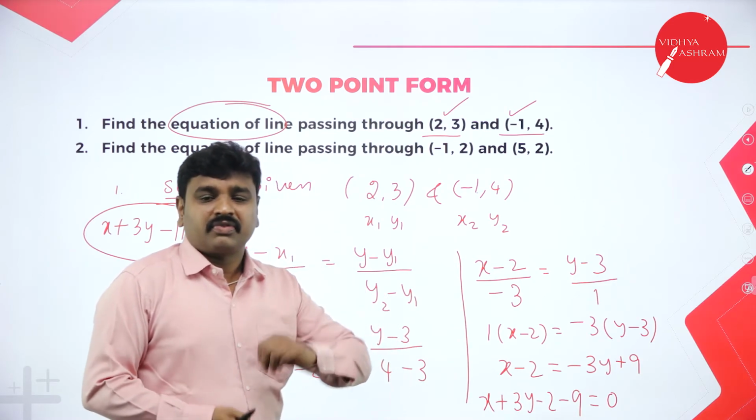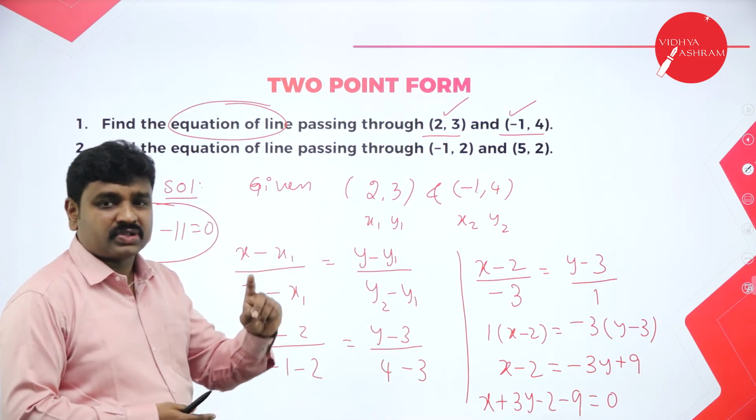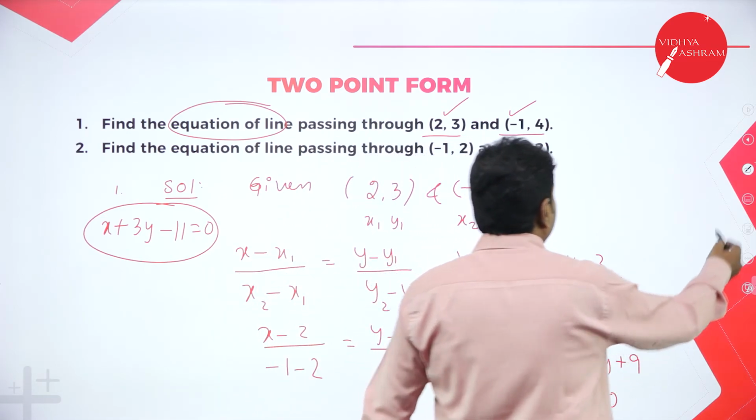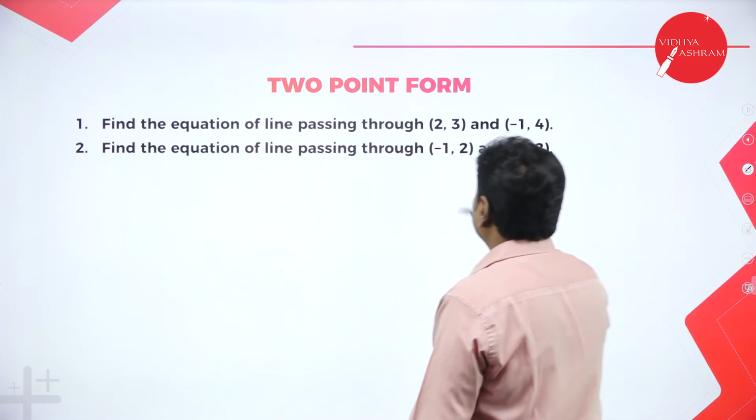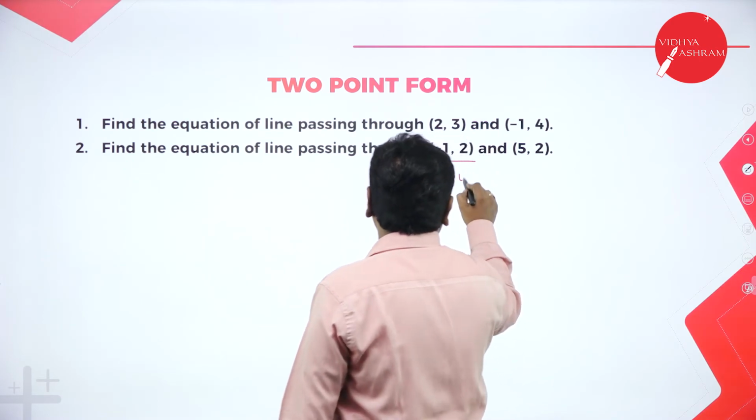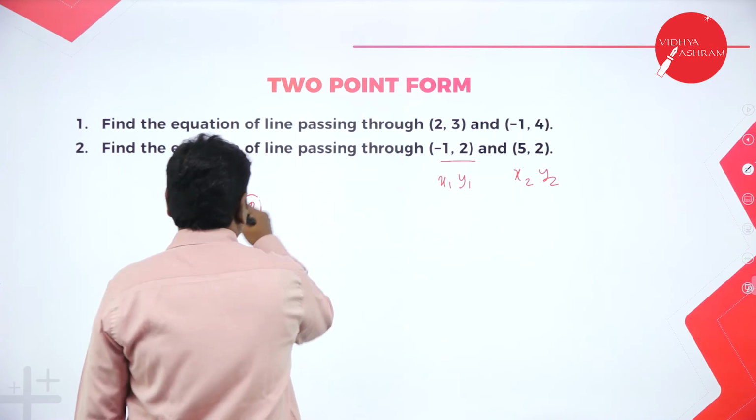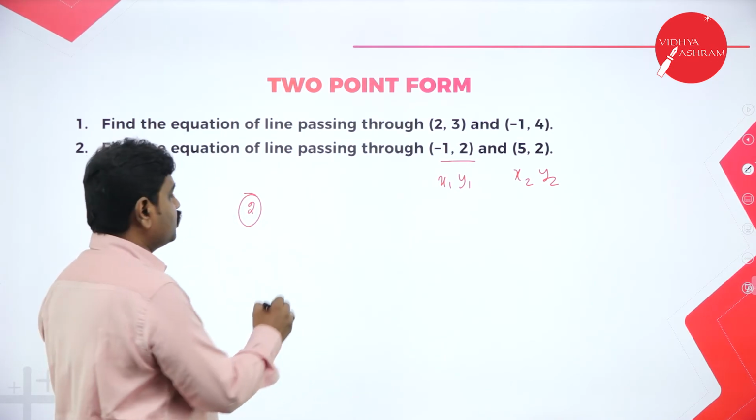So what is the 2-point form of a line? (y minus y1) by (y2 minus y1) equal to (x minus x1) by (x2 minus x1), or vice versa. And this is the first point, x1, y1, and this is x2, y2. And we'll do problem 2. So what is the equation of the line? The required line is what?